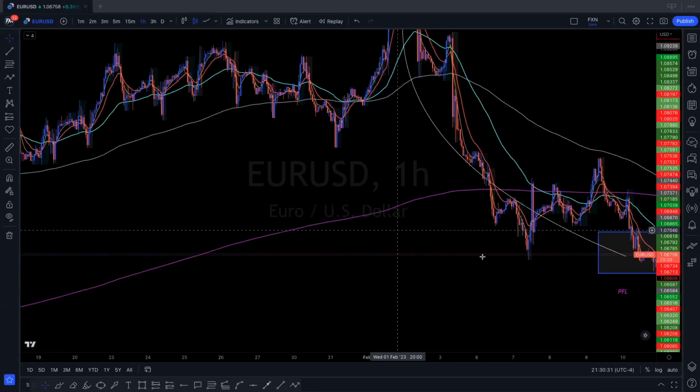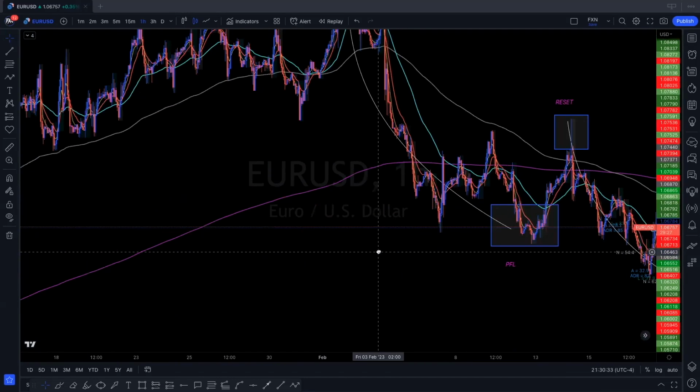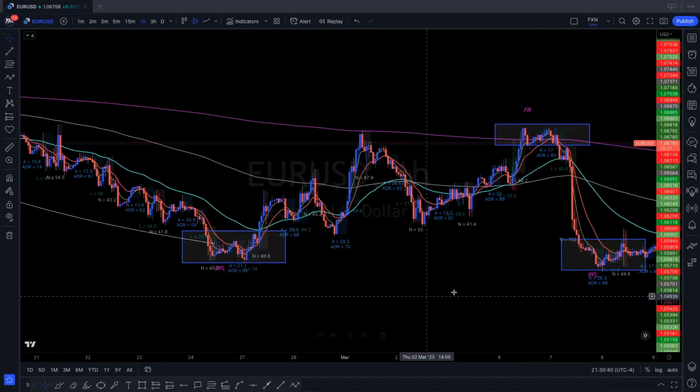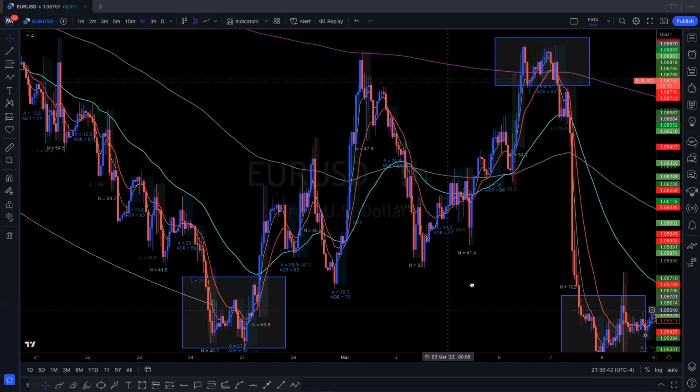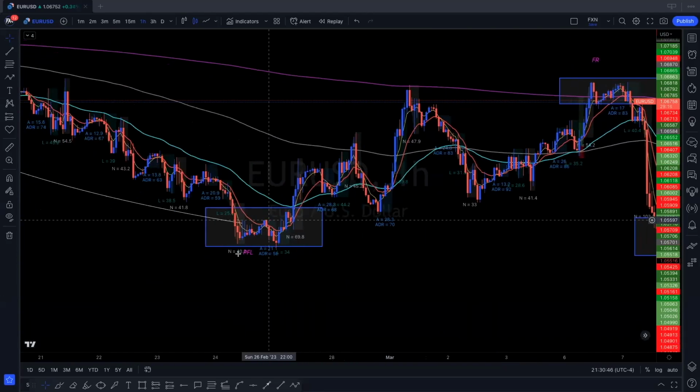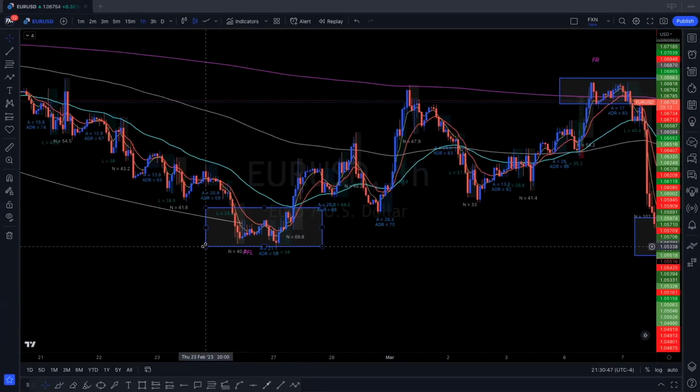So let me just find one so I could show you. All right, so here's one. So you have a peak formation, right? You have your peak formation low here.